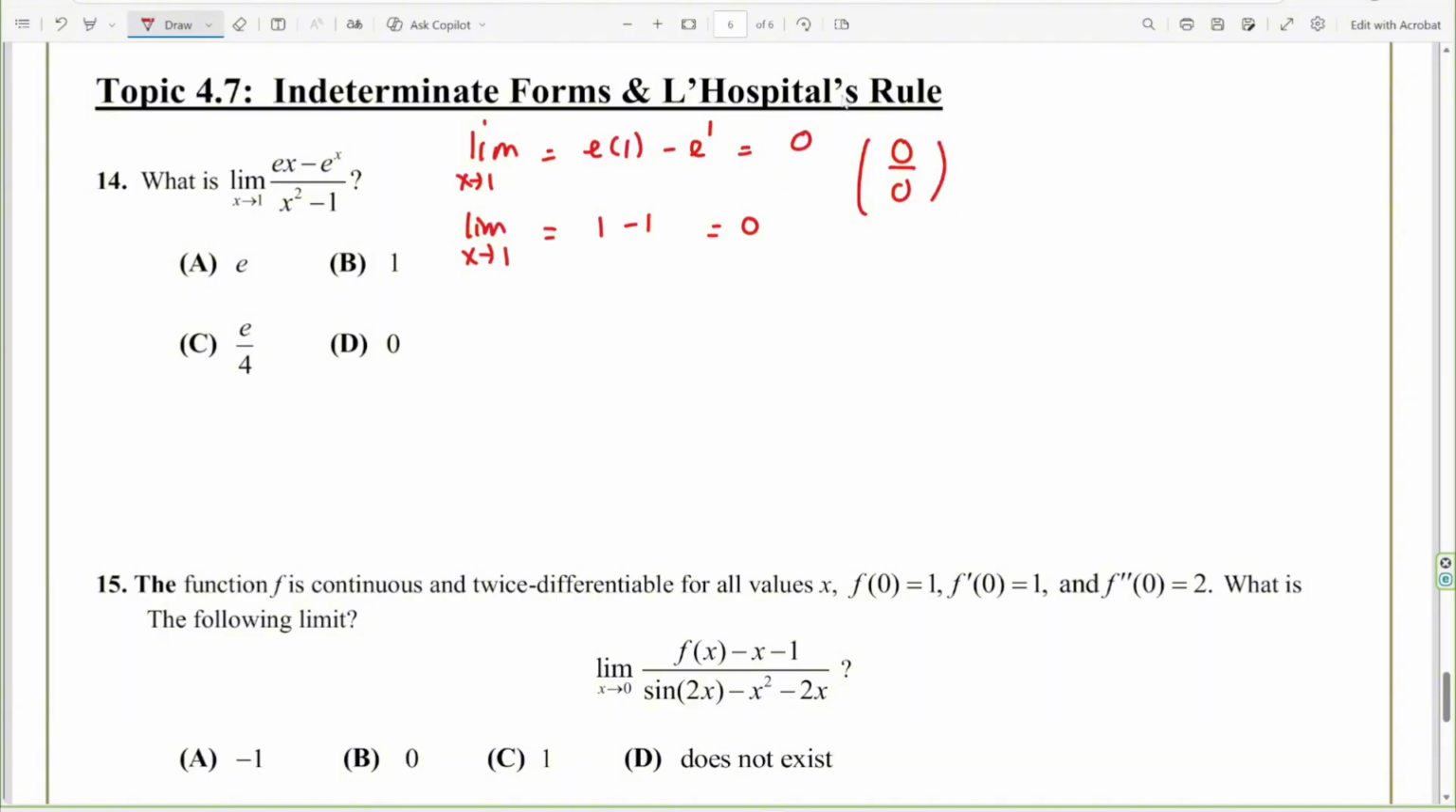We need to use L'Hospital's rule, right? So we have the limit when s approaches 1, take the derivative of this one, which should be e. The derivative of this one should be e to the s, right? The derivative of this one should be 2s, and the derivative of 1 should be 0, right? Now substitute 1 for s, so the answer is e minus e over 2 times 1, right? So the answer is 0. The answer must be D.